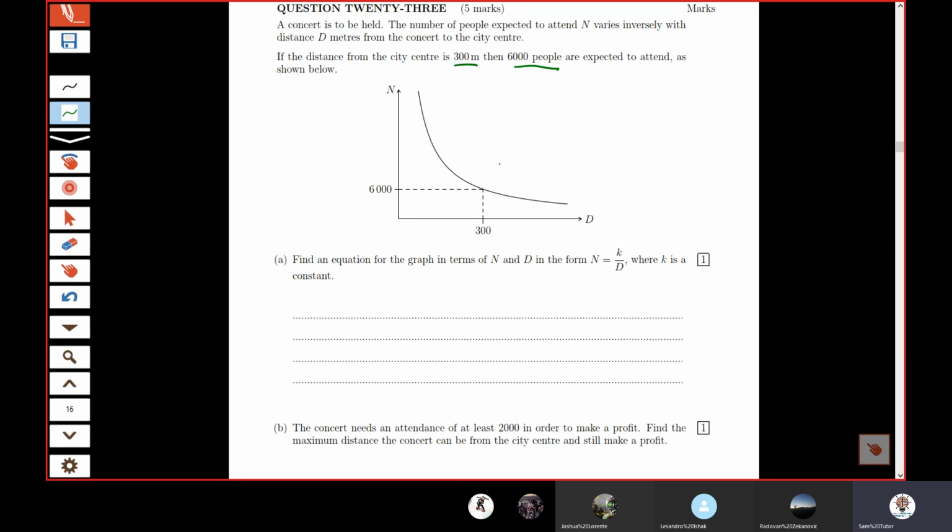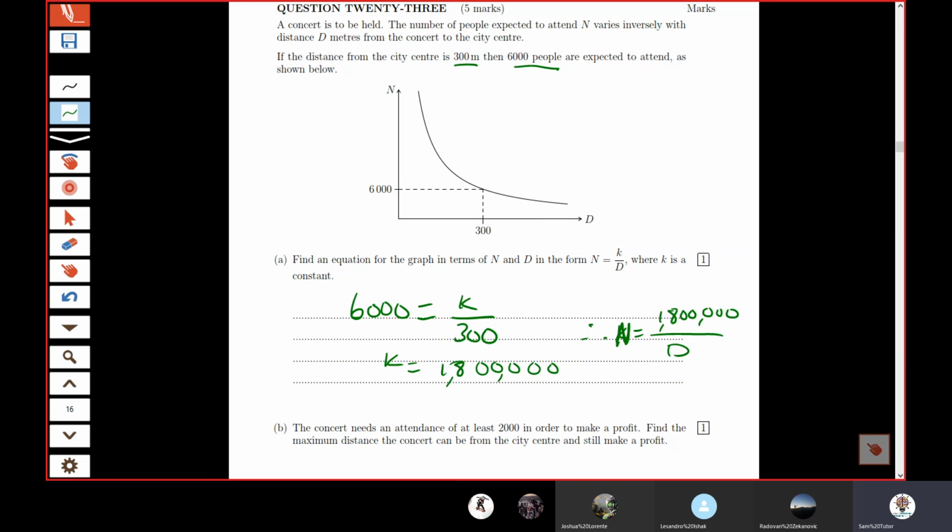So N is 6,000, D is 300, K is 1.8 million. Therefore, your equation is N equals 1,800,000 on D. Easy?